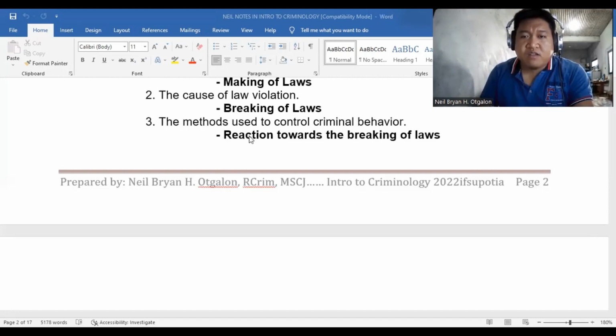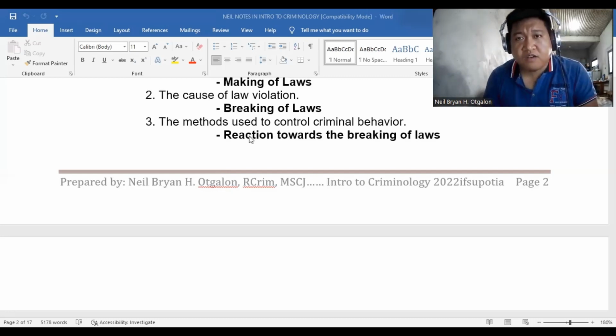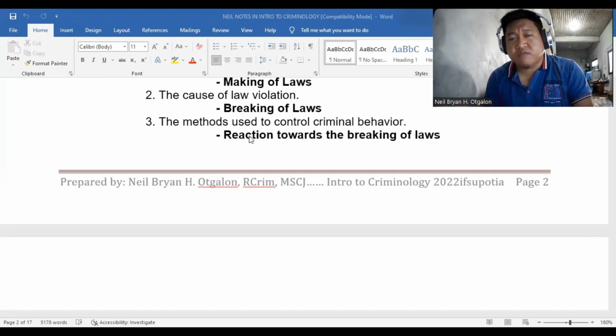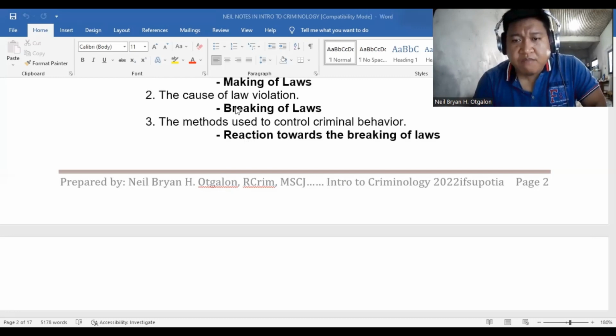Then the third scope is reaction. The reaction entails the proper and effective responses that a criminologist or criminology can recommend after this study to address the breaking of law, so that people will not commit crime again, because there is a solution for why people break the law. So: making, breaking, and reaction.